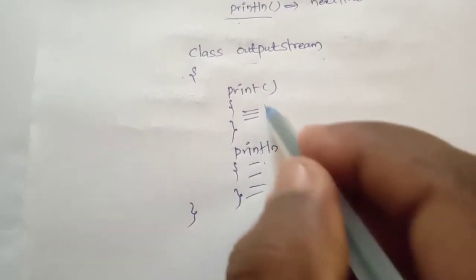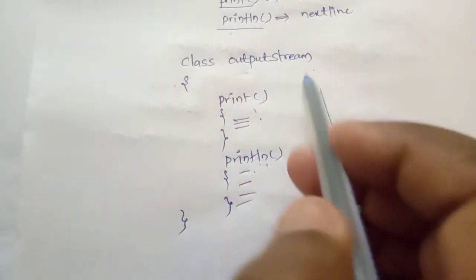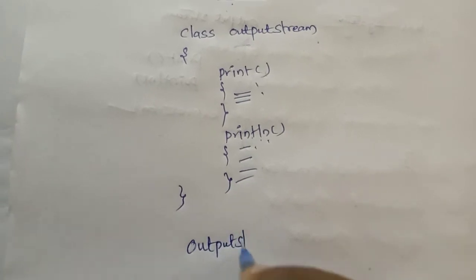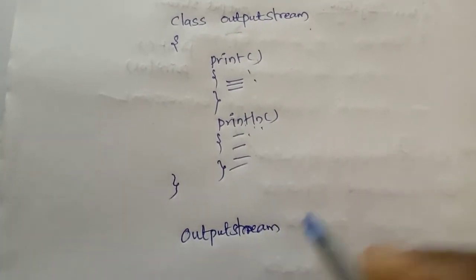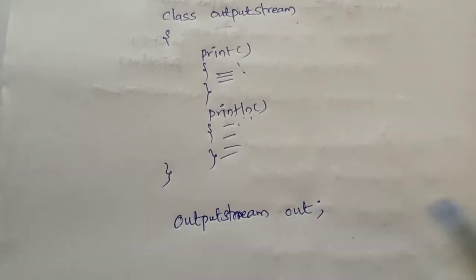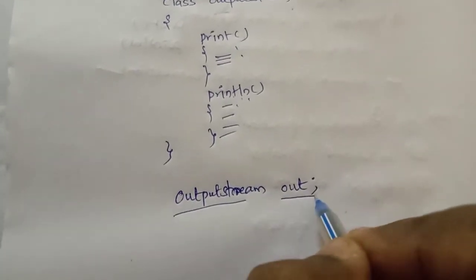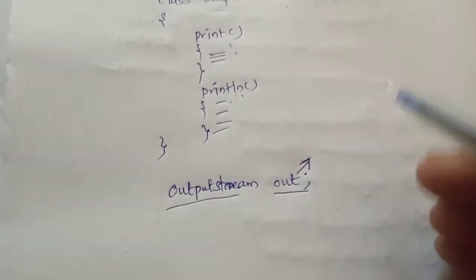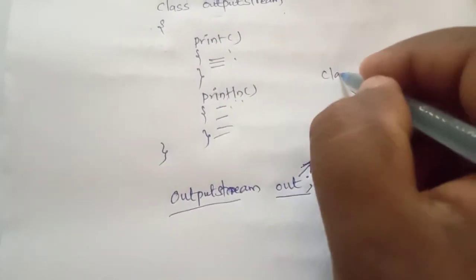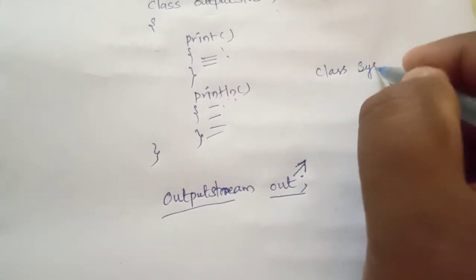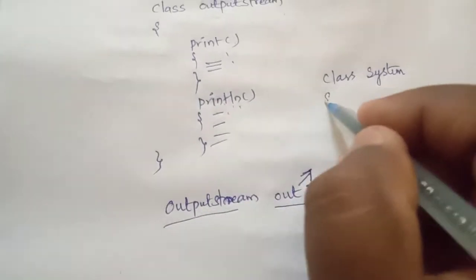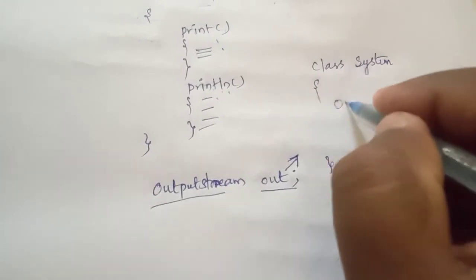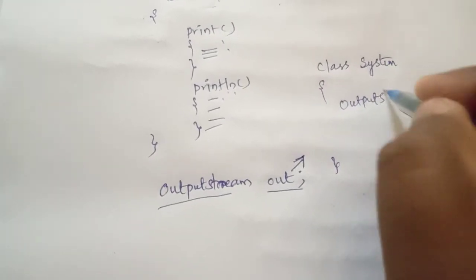To call these two methods we have to create the object. So, output stream out. This is the class name, this is the object name, but this object is predefined in the class system, and this is a static object. Public static object, like this it is declared.